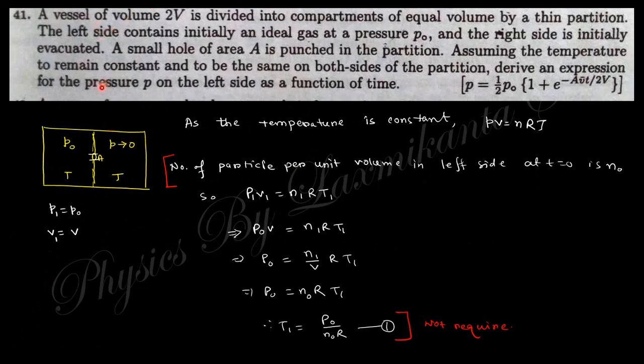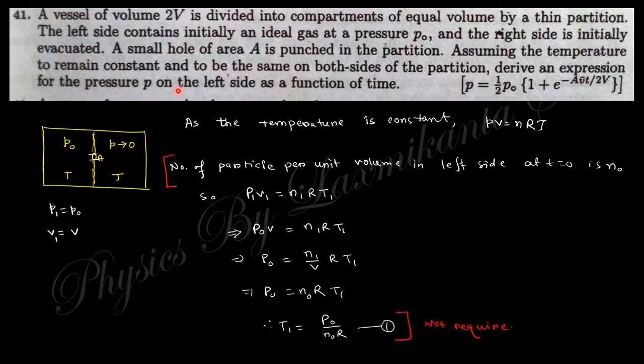This is a different type of question you can see here. A vessel of volume 2V is divided into two compartments of equal volume by a thin partition. So this is volume 2V, and there is a thin partition. So this is V, this is V. The left side contains initially an ideal gas of pressure P0, and the right hand side is initially evacuated. This is pressure 0.